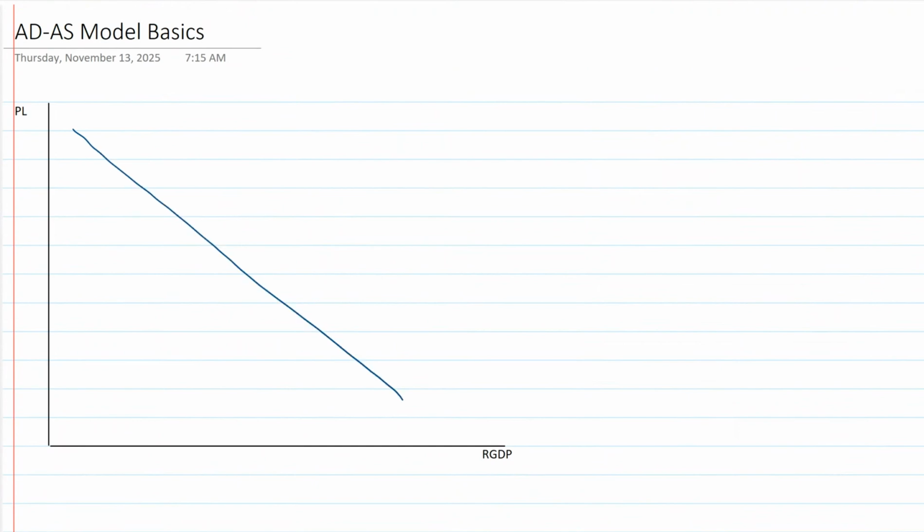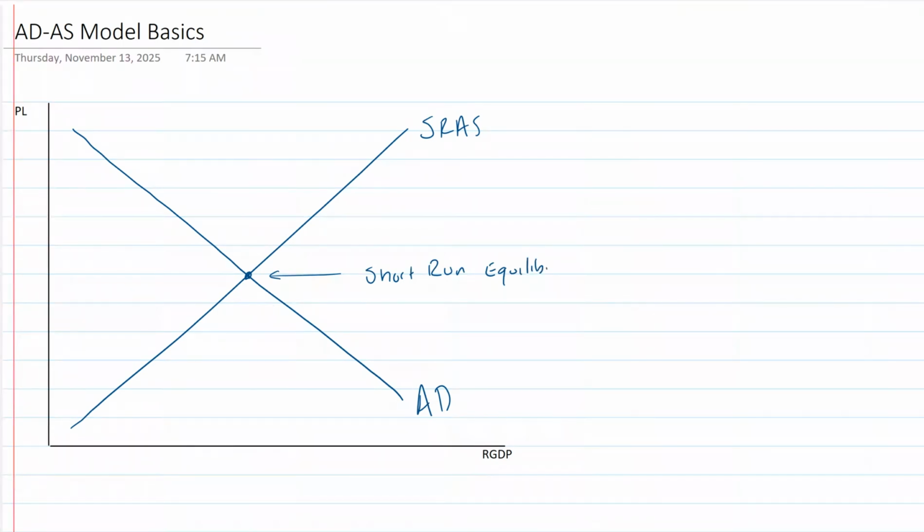We're going to have a downward sloping aggregate demand curve, as we know, and we're going to have an upward sloping SRAS curve. And this point, this moment of intersection, this equilibrium point that we're going to create right here, is what we call a short run equilibrium. A short run equilibrium is simply how the economy is operating right now. So this moment represents how the economy is functioning and operating at the given moment.